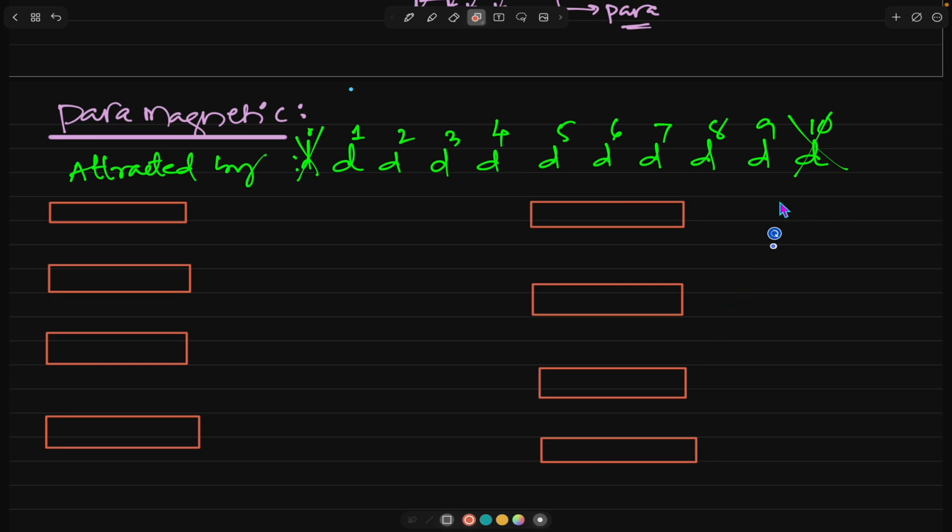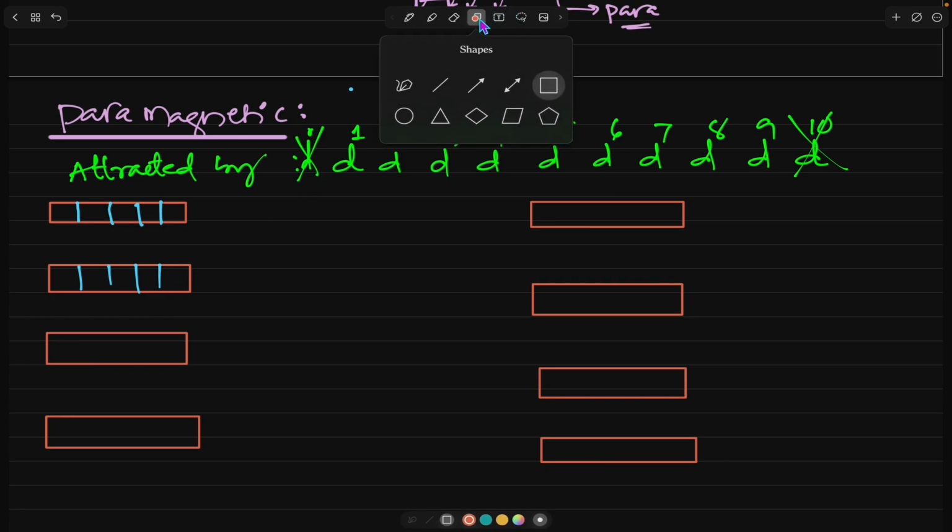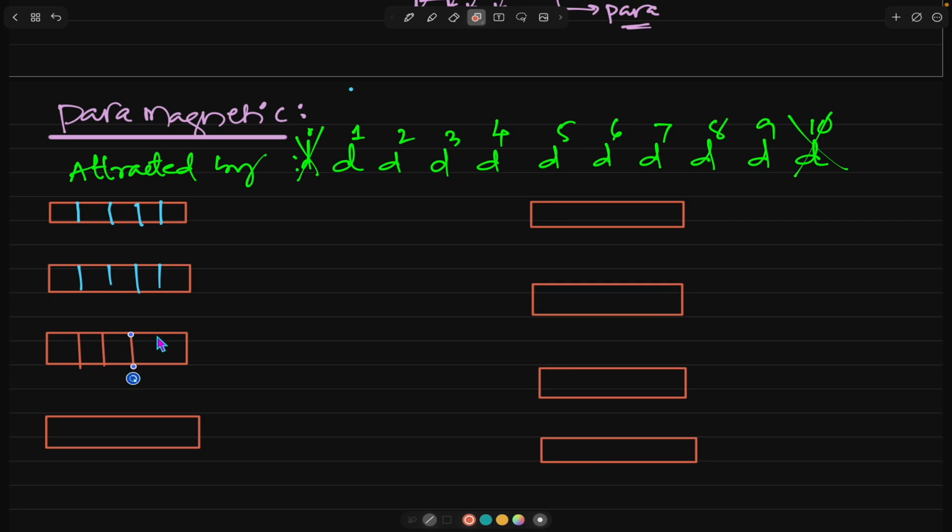Right. So we distribute the electrons here. You got 1 2 3 4 5, so 1 2 3 4 5, right? Here also I can draw a straight line. So 1 2 3 4 5, repeated for each box. Tell me, now we have to do the electron distributions.